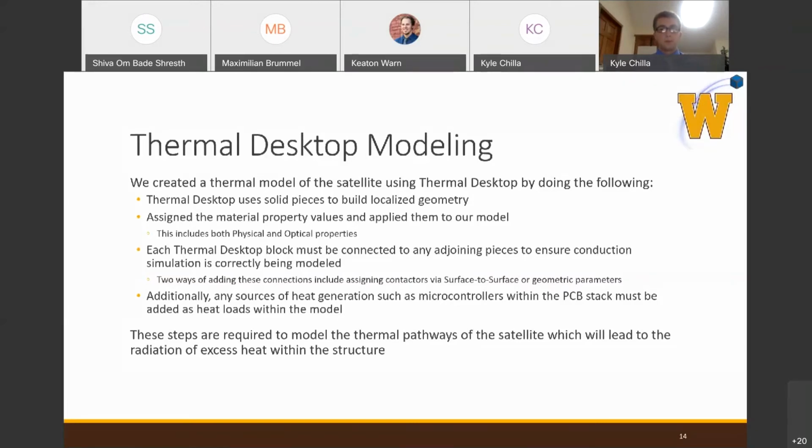And this is all very important because we must use radiation to expel excess heat. So the goal of the thermal control design is to move heat from areas that cannot radiate out to space to our radiators.